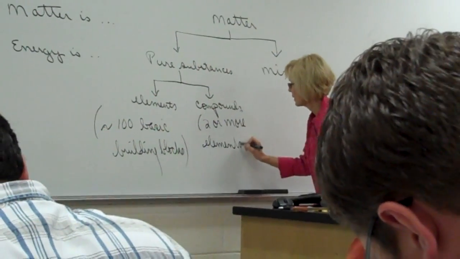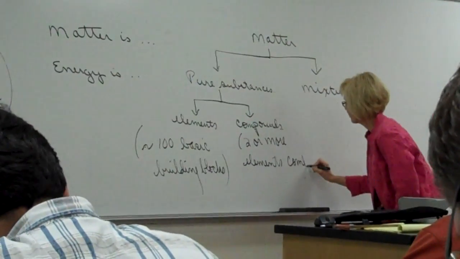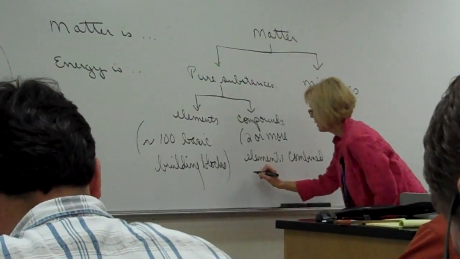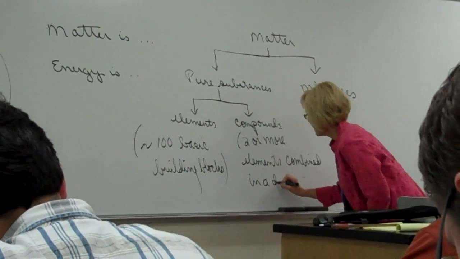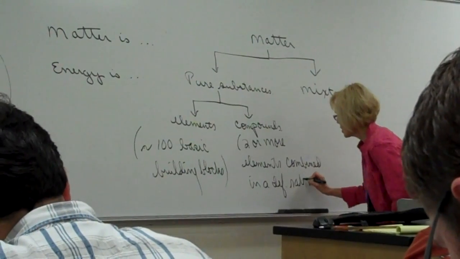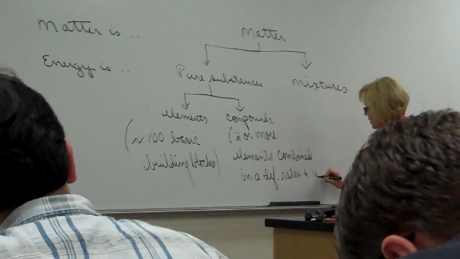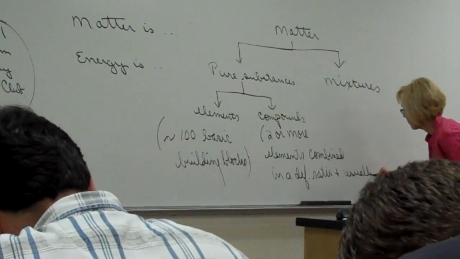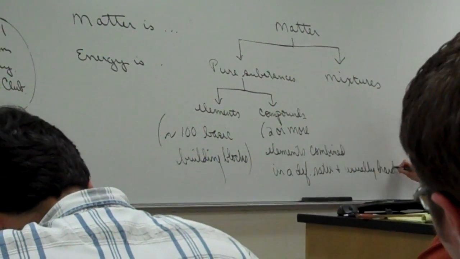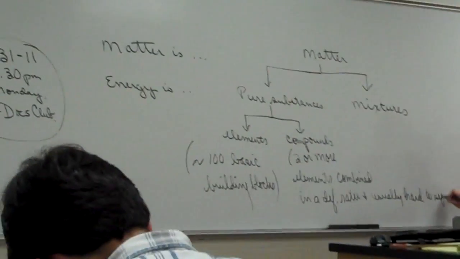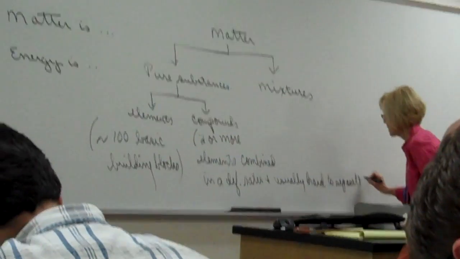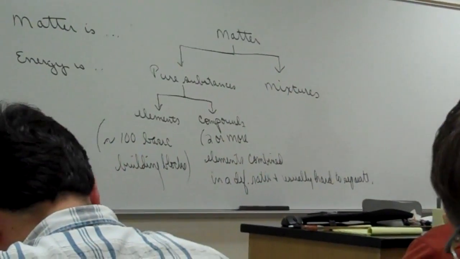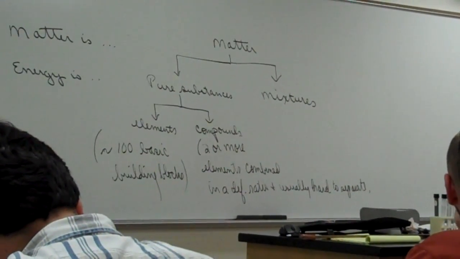Okay, our next one here is compounds, and with compounds we have 2 or more elements combined in a definite ratio and usually hard to separate. Okay, compounds, another type of pure substance.